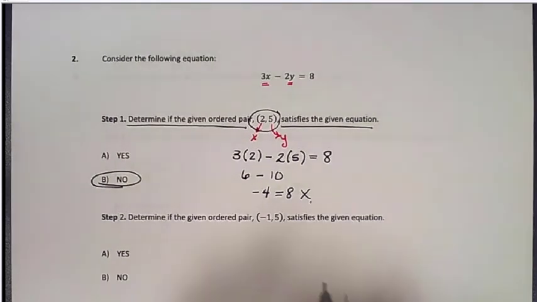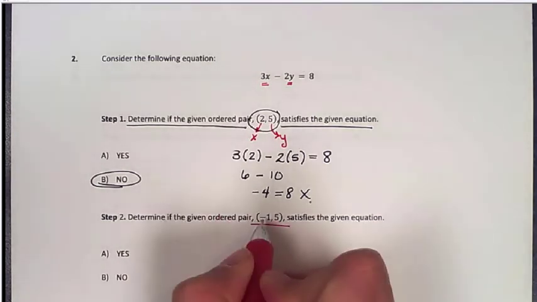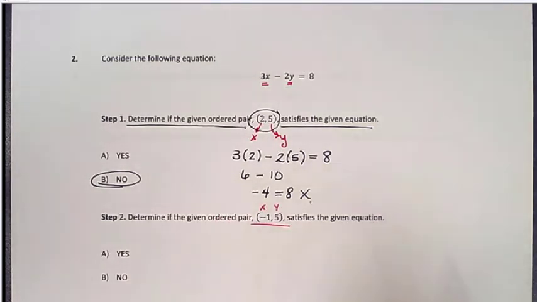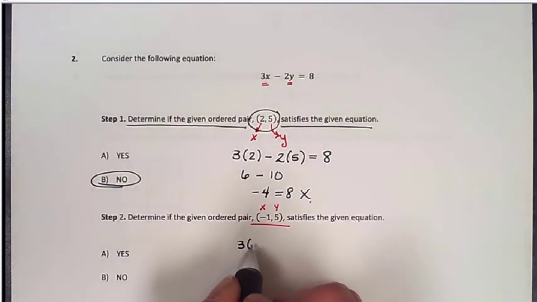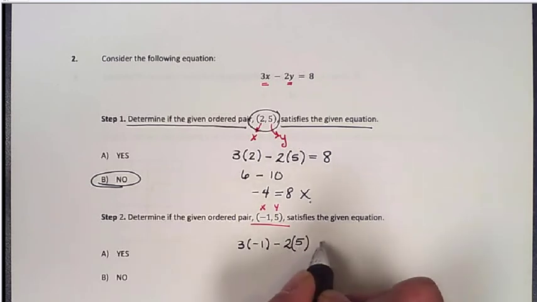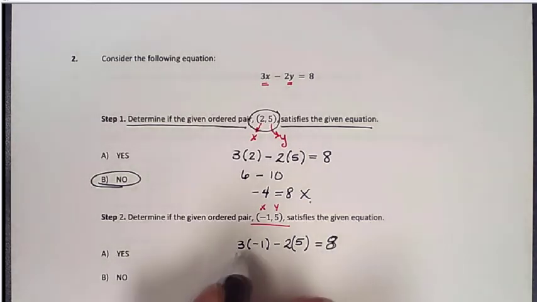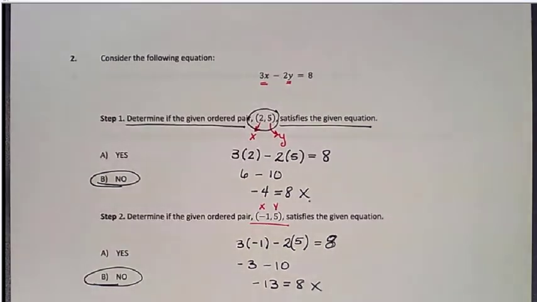So part 2 is exactly the same thing, except now we have this point here, (-1, +5). So this is our x value, this is our y value. Again, we're going to plug those in. I'm going to say 3 times -1 minus 2 times 5. And we want to know, does that give us 8? So again, multiplying, this is going to give us -3. -2 times 5 again is -10. That gives us -13. And again, -13 does not equal 8, so our answer would be no as well.